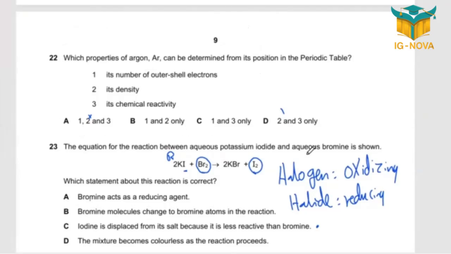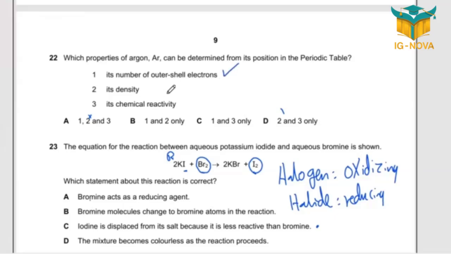Question 22. Which properties of argon can be determined from the position in the periodic table? Many, like group number, period number, reactivity. So number of outer shell electrons is right. As for density, if it said predicted here I could accept, based on the one above and one below. In the periodic table overall, going down the group, density increases, so I can make a prediction. But determination from scratch, no. That needs mass or volume, which is not shown by the periodic table. Easy. 2 is wrong, 2 is wrong, 2 is wrong, so option C.